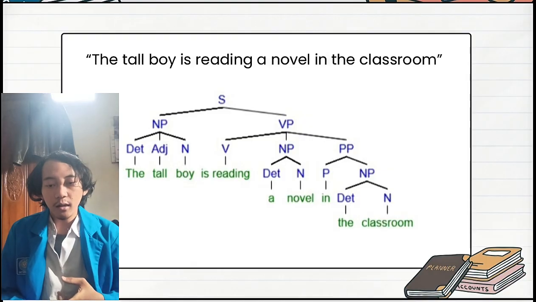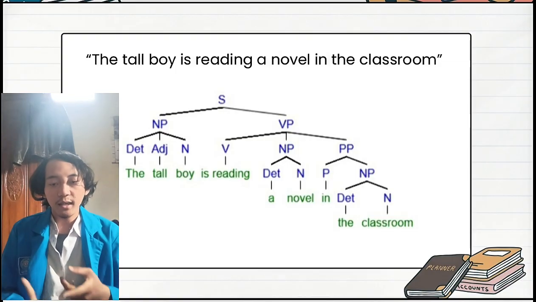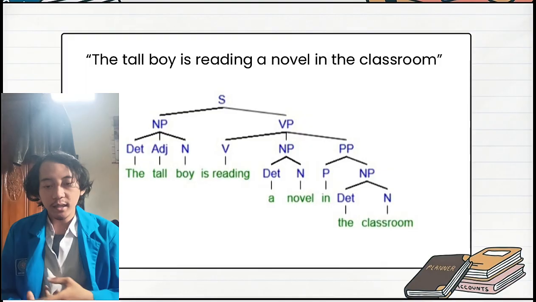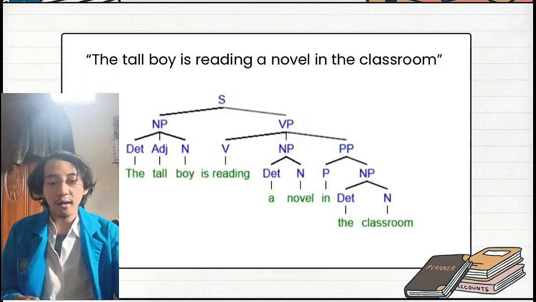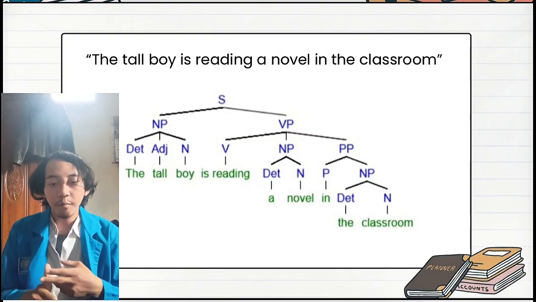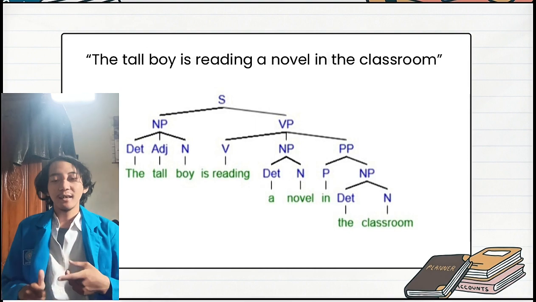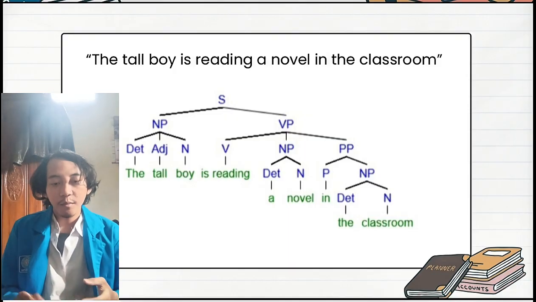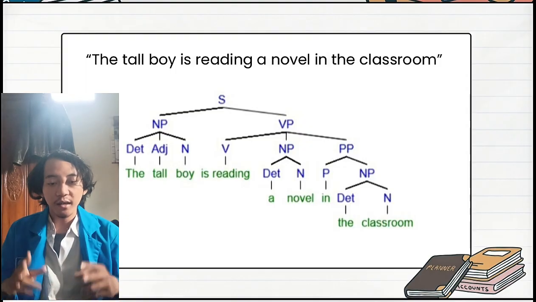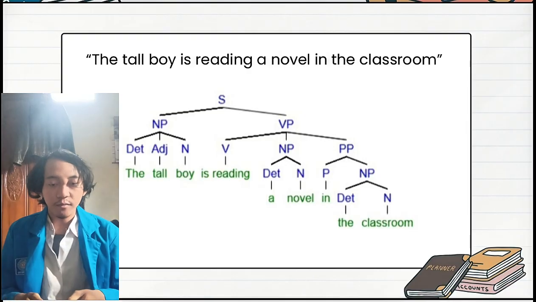The word "the" is a determiner, and "tall" is an adjective, "boy" is a noun. And for the verb phrase, there are three parts of the verb phrase. For the verb, it is "reading". Reading is a verb, and the noun phrase becomes two parts: determiner and noun. "A novel": "a" is a determiner, and "novel" is a noun.